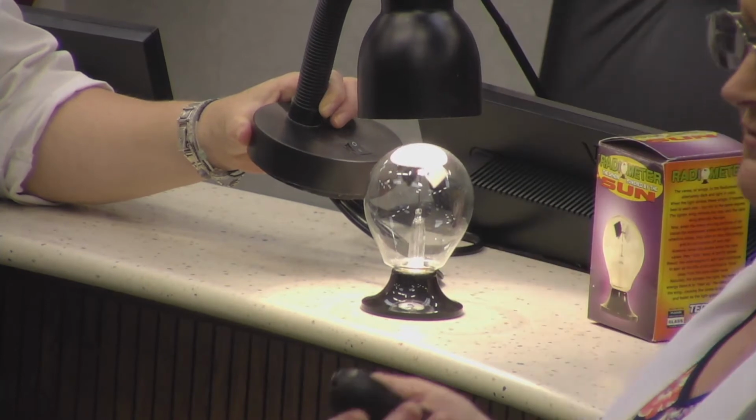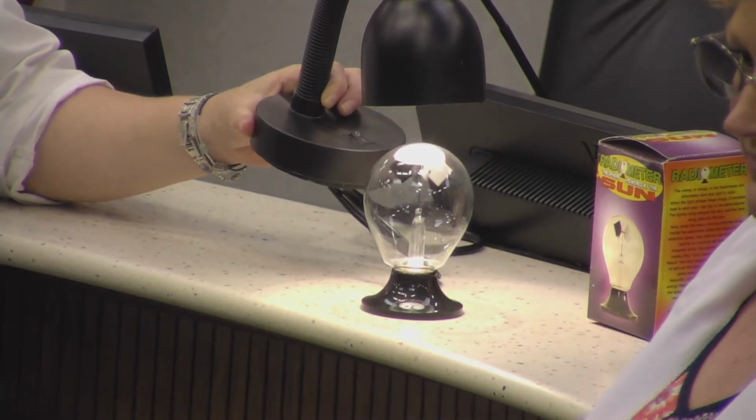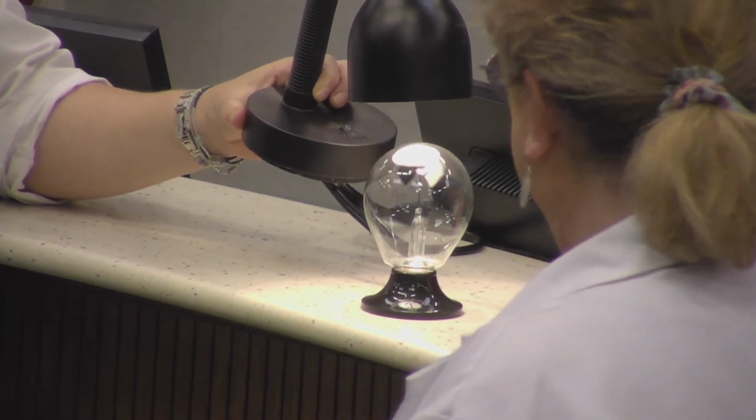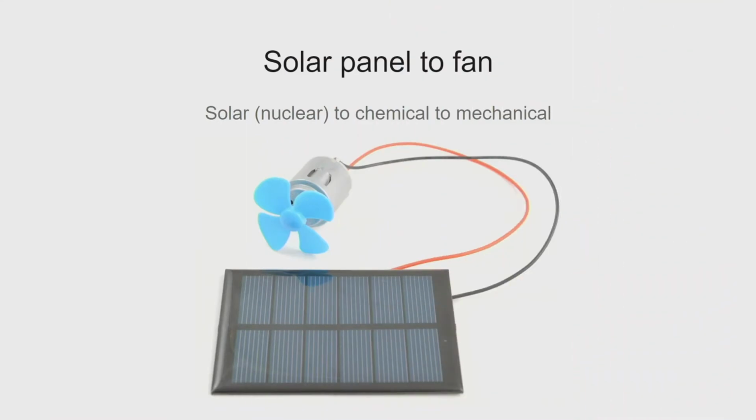What do you think is the first type of energy, and what do you think is being transferred to? We'll pretend the lamp is the sun for all intents and purposes. Right, so we'll start out with solar. Of course, we can't bring the sun in here, but we're using the light as an example because it's a strong, bright light, which is actually nuclear energy, to chemical to mechanical since it's moving.